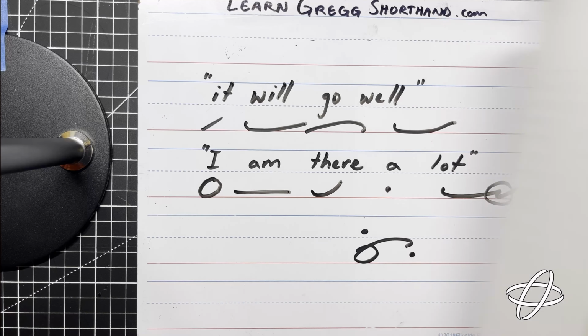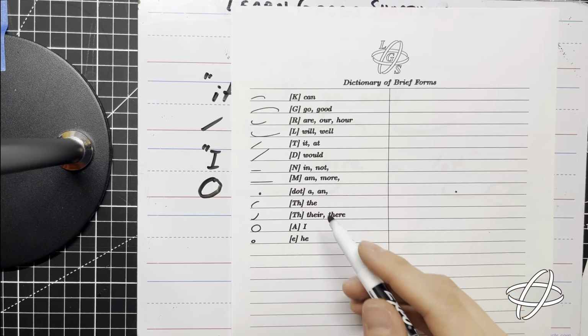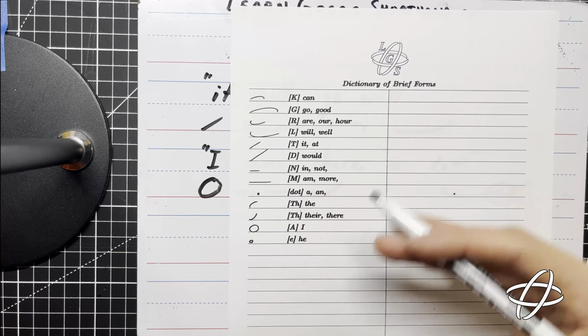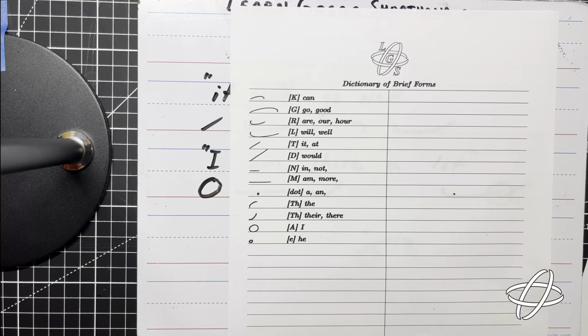Okay, so print this out, memorize it, and then start adding to this list. Create a running dictionary of the different brief forms that we're going to learn throughout this course.